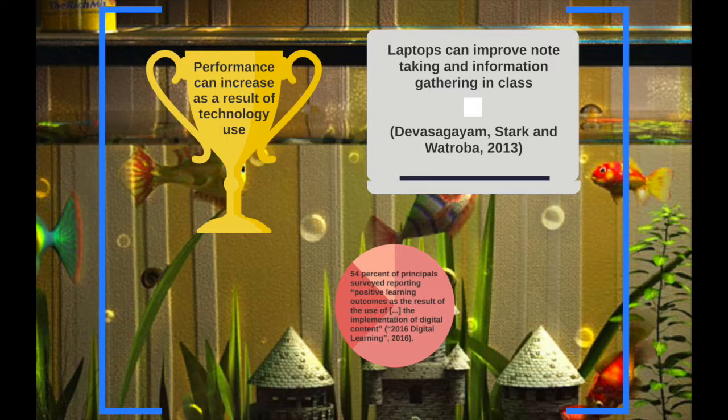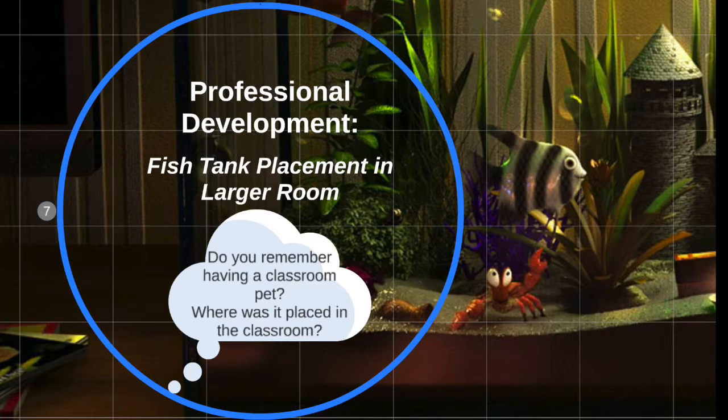According to a 2013 survey conducted by Deveskiem, Stark, and Watroba, students favor the use of educational technology in the classroom, reporting specifically that laptops can improve note-taking and information gathering in class. A 2016 Speak Up survey indicates that increased student performance with educational technology is a growing trend, with 54% of principals surveyed reporting positive learning outcomes as a result of the implementation of digital content. With strong implementation procedures and proper supports for teachers, educational technology has the capability to increase student performance and improve student outcomes. Now let's talk about the professional development portion of the fish tank.